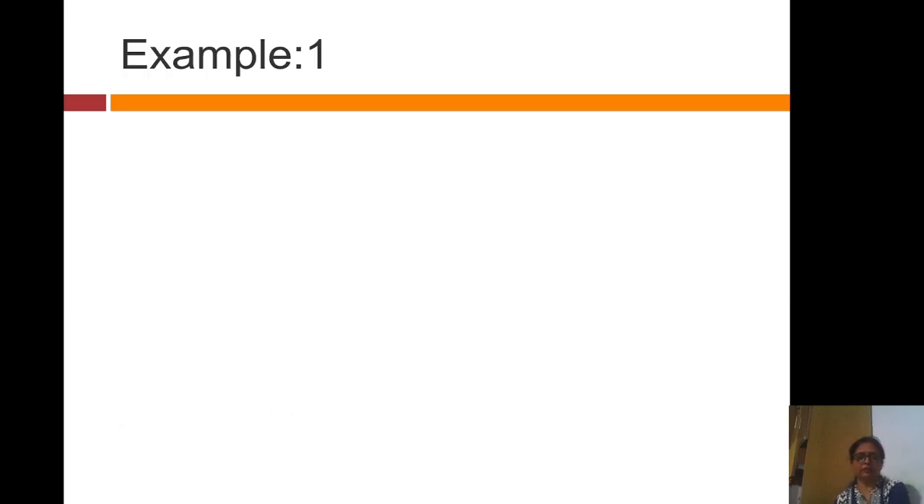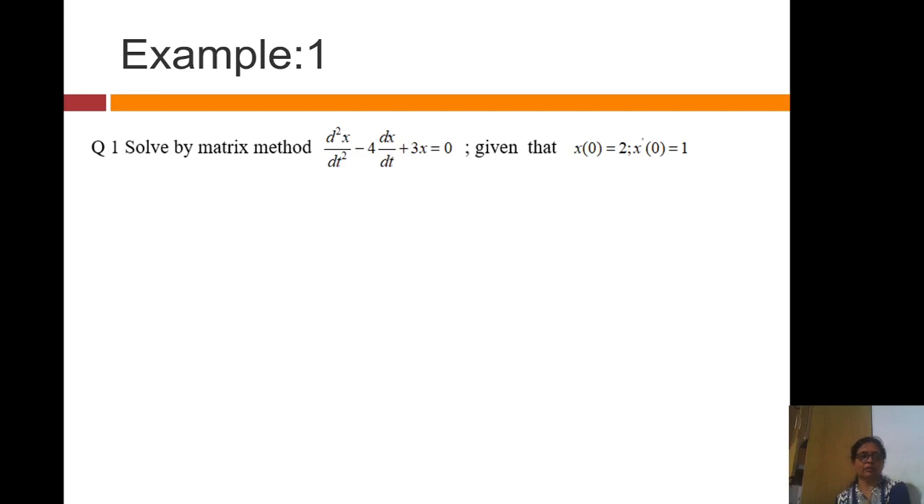We discuss some examples here. This is the first problem, and the initial conditions given are x of 0 equal to 2 and x dash of 0 equal to 1. A second order differential equation with constant coefficient is given, because here minus 4 is a constant value, and 3 is also a constant value.